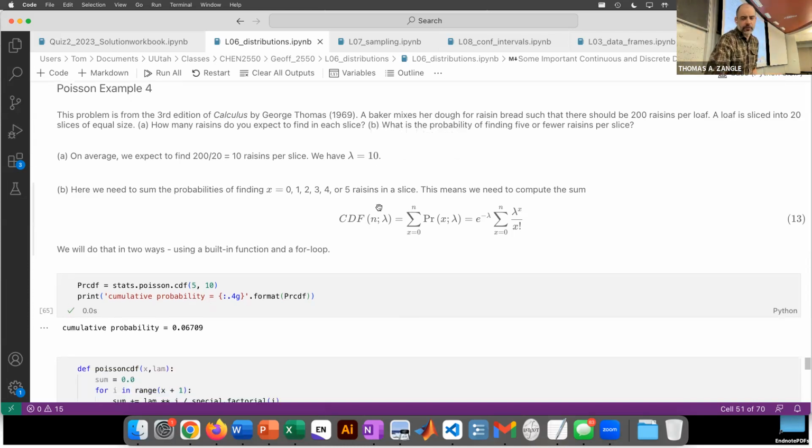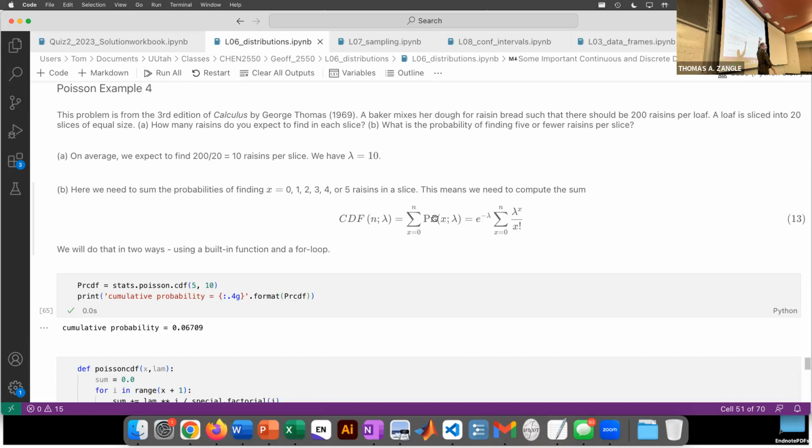And that's what's described right here. So this is the sum of, in this case, we're going to go from 0 to 5 of the Poisson distribution with our specified lambda of 10, and x is going to go from 0 to 5.